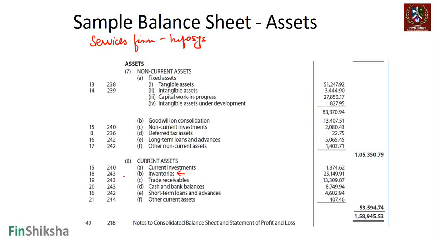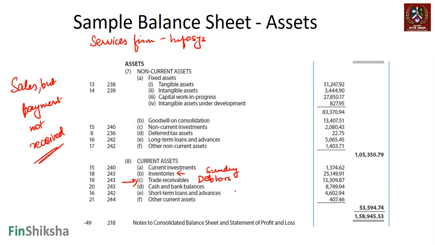We move on to the next one, which is trade receivables, also known as debtors or sundry debtors as per some textbook. Sundry means extra. So additional debtors that are there is what is trade receivables that we find, and these are sales that we have done but payment not received, right? So we are expecting the payment to be received faster. Usually this is less than 1 year.